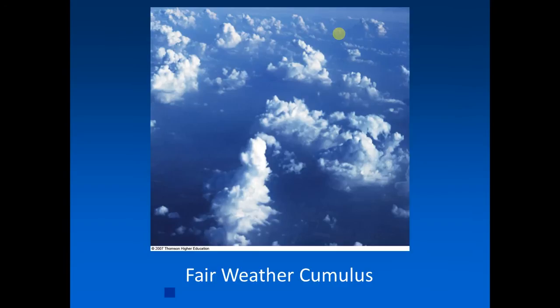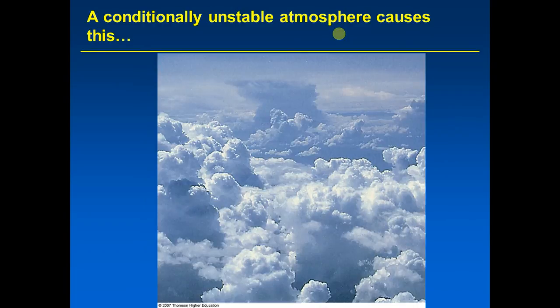So here are some fair weather cumulus clouds, okay, and this picture was taken from a plane, okay? These are cumulus clouds building on a warm summer afternoon. Each cloud represents a region where thermals, those warm air pockets, are rising from the surface. The clear areas between the clouds are regions where the air is sinking, right? Sinking suppresses cloud development. And a conditionally unstable atmosphere can cause this scenario to develop.